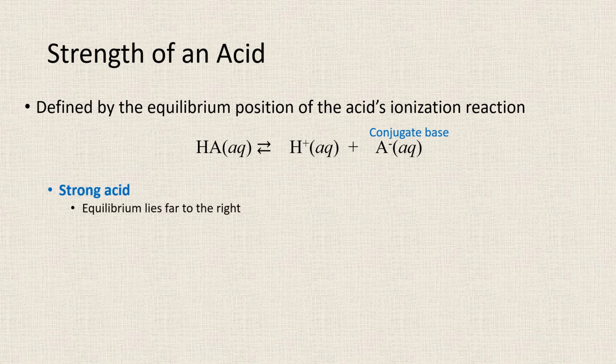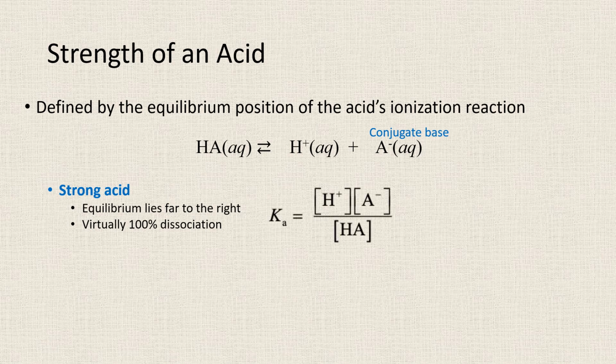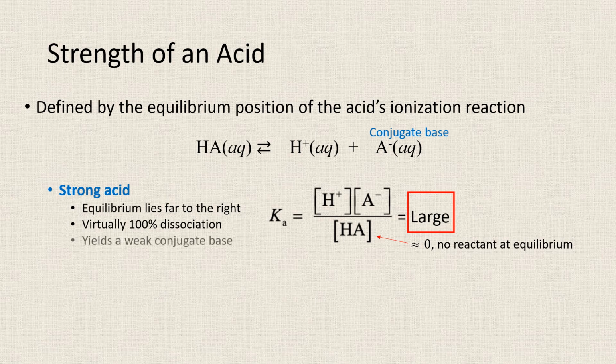For a strong acid, equilibrium lies far to the right. This means there is virtually 100% dissociation, or all the reactant is converted to product. In the equilibrium expression, the denominator, or concentration of the reactant, is essentially zero. There is no reactant concentration at equilibrium. Thus, the acid dissociation constant for strong acids is very large. There is also an inverse relationship with a strong acid and its conjugate base. Strong acids yield weak conjugate bases.